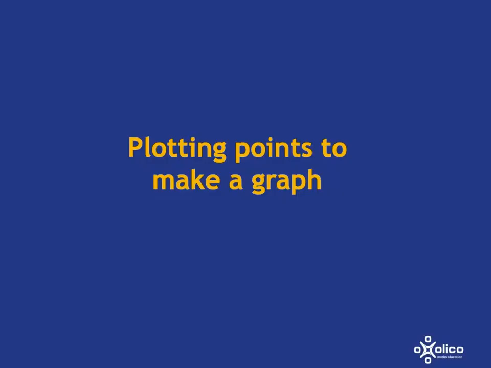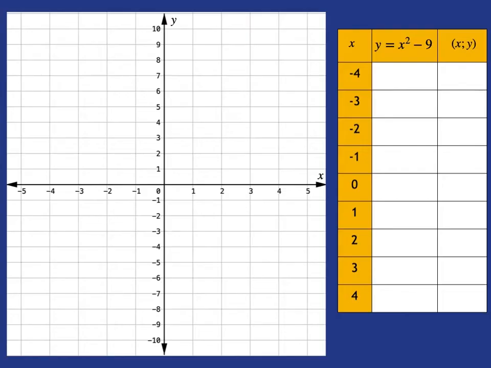Let's have a look at plotting points to make a graph. You're very familiar with drawing up a table of values. Here we've got x being -4, -3, -2, -1, all the way up to 4. And we're going to work out the corresponding y values when y is calculated by saying x squared subtract 9.